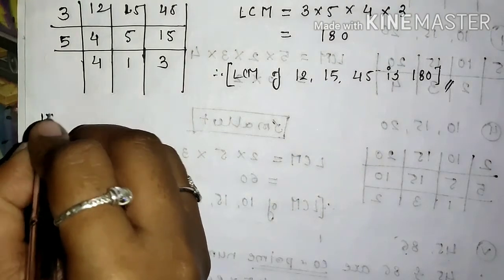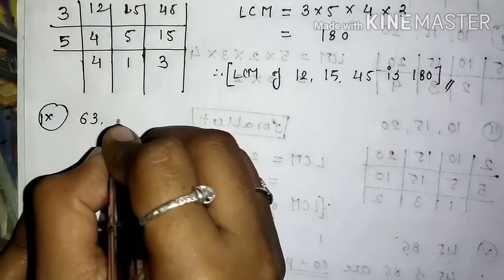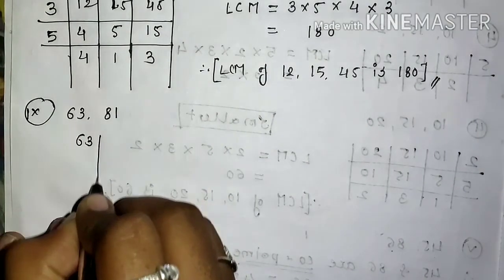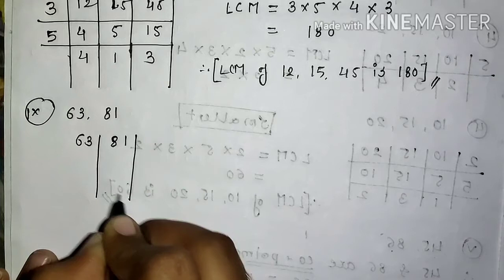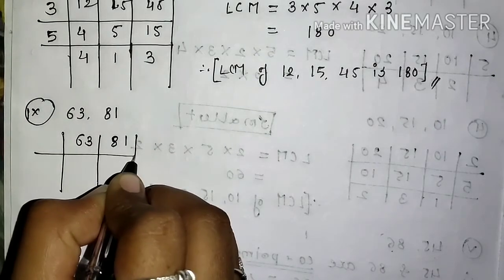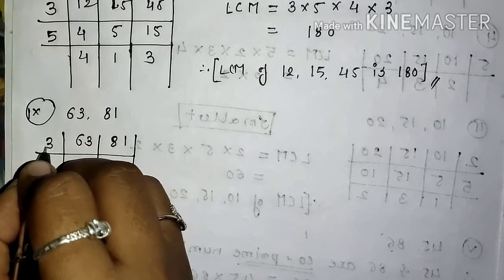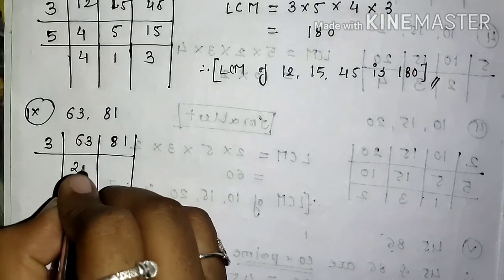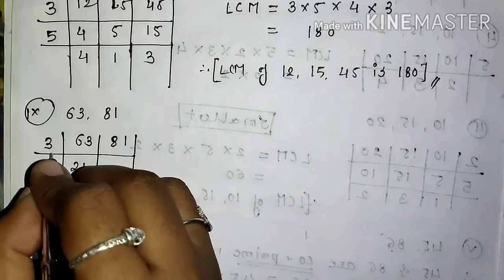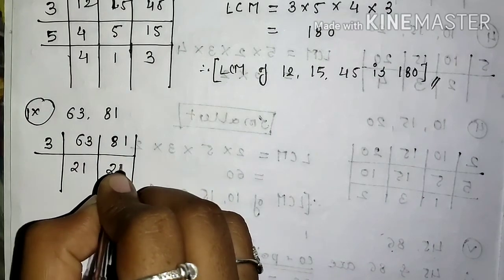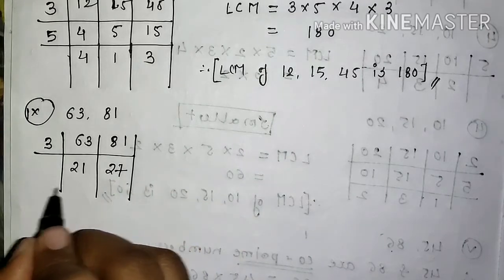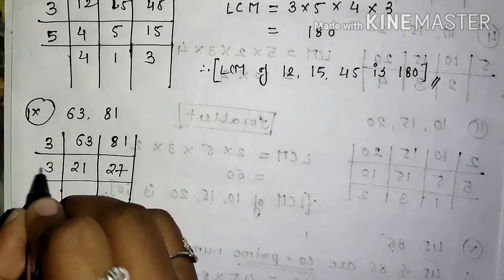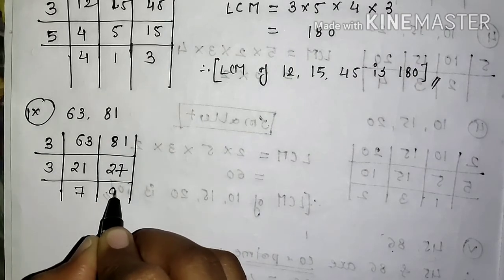Next question, 63 and 81. Let us make the arrangement 63, 81. Now both numbers can be divided by 3, which is the smallest prime number. After dividing 63 by 3, we get 21. Dividing 81 by 3, we get the answer 27. Next, 21 and 27, both the numbers can be divided by 3. So we get 7 over here and we get 9.